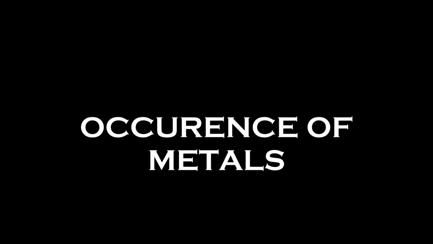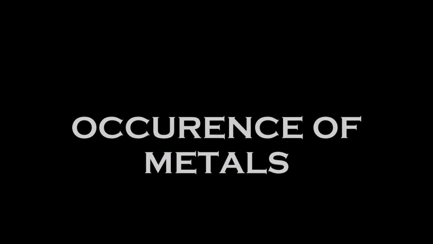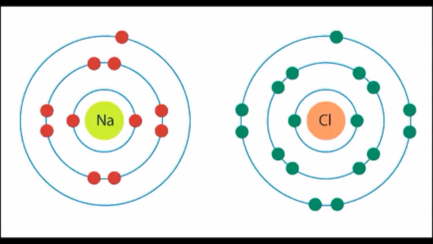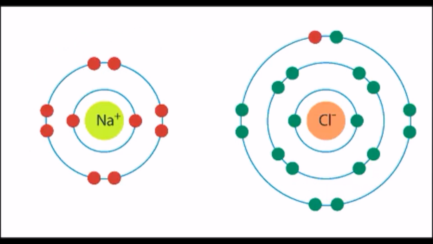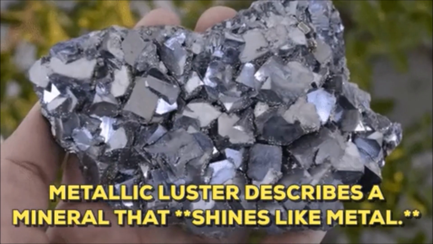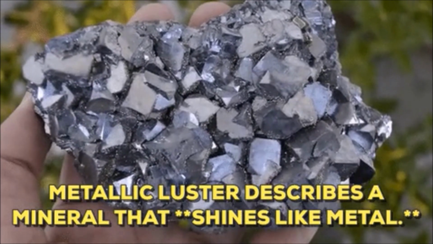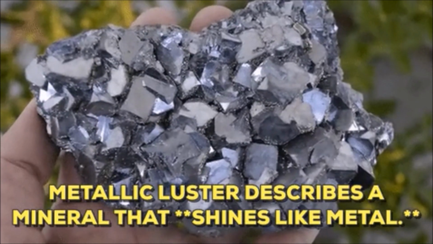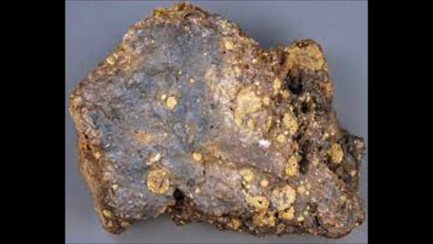Now, let's learn about the occurrence of metals. The Earth's crust is a major source of metals. Seawater also contains some soluble salts such as sodium chloride, magnesium chloride, etc. The elements or the compounds which occur naturally in the Earth's crust are known as minerals. At some places, minerals contain a high percentage of particular metals and the metals can be profitably extracted from it. These minerals are known as ores.